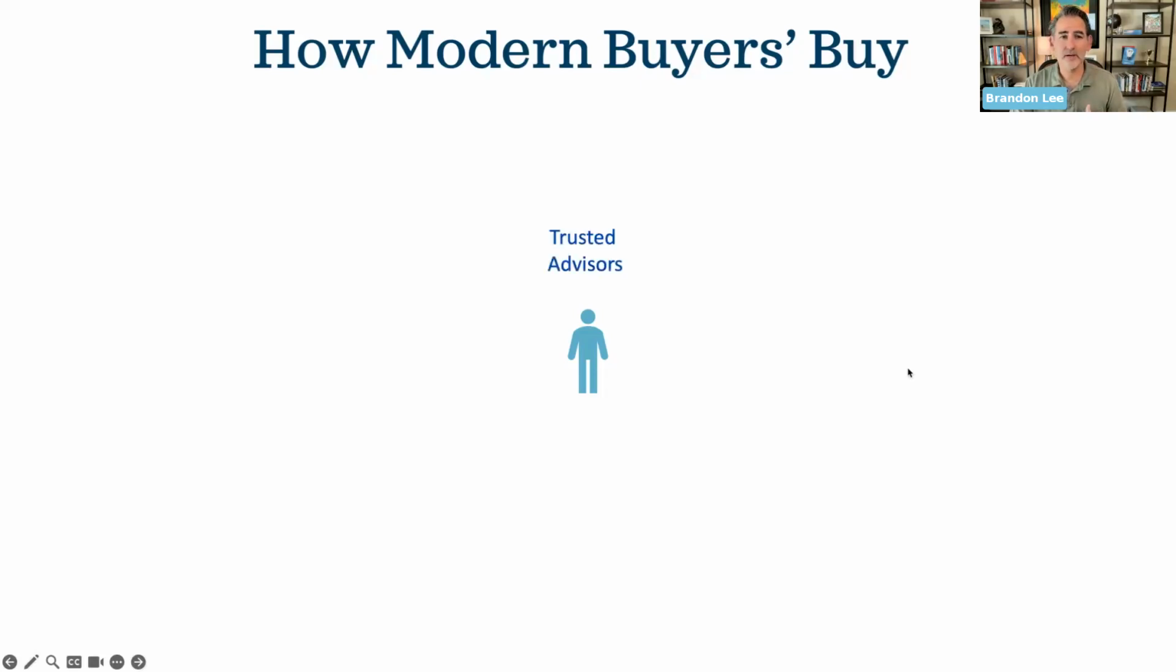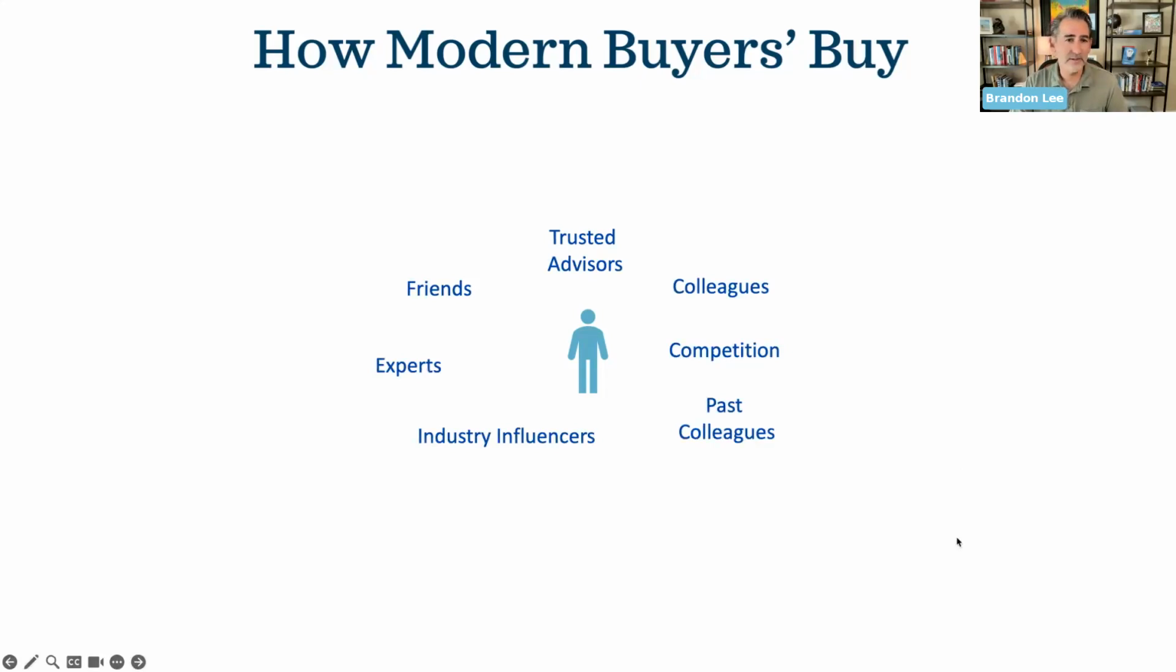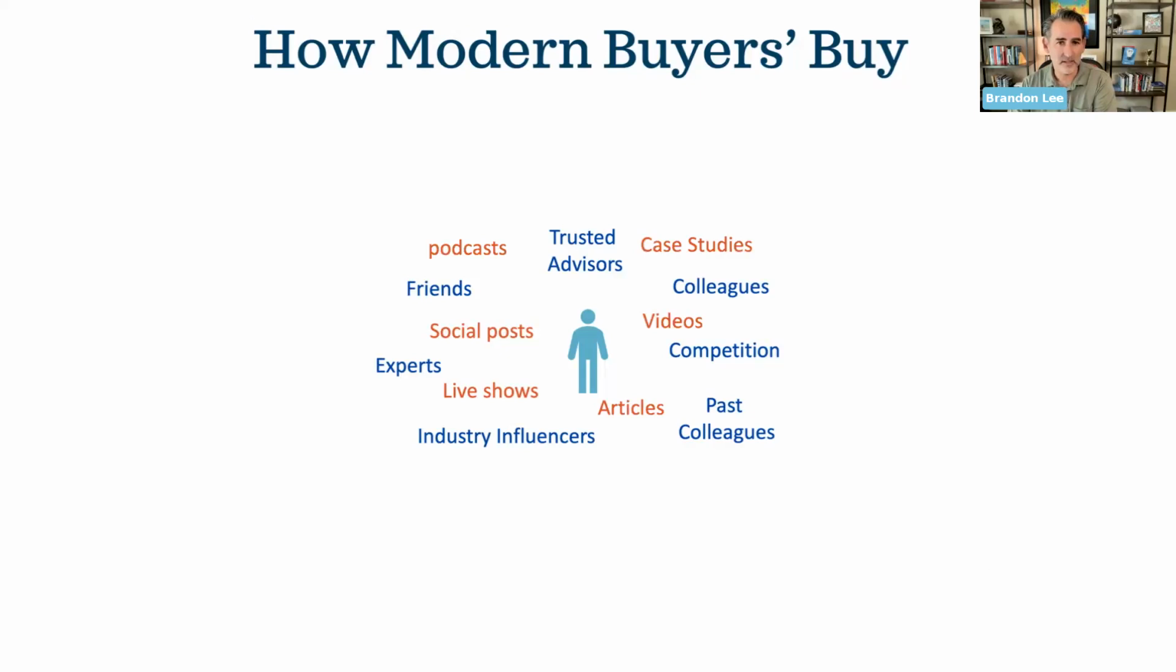And the way modern buyers buy now is they sit in their little world and they surround themselves with information, and they surround themselves with people who they know, they like, and they trust. Now, know, like, and trust has changed over the years. I might know somebody because I see them on LinkedIn a lot. I might know somebody because I see their YouTube channel or I read their blog.